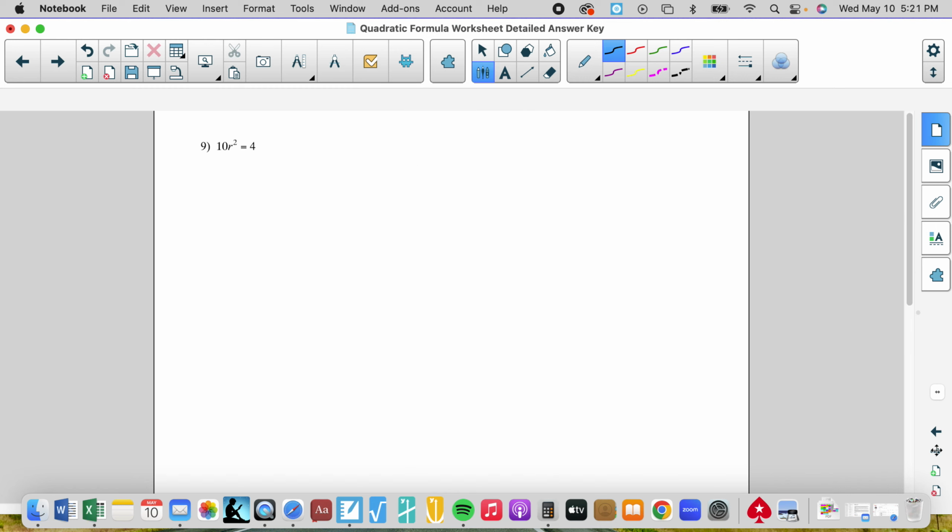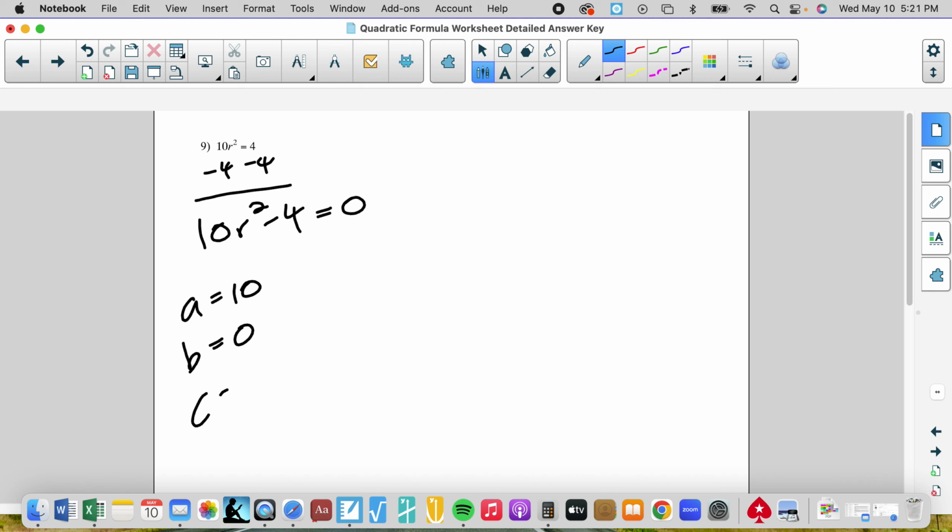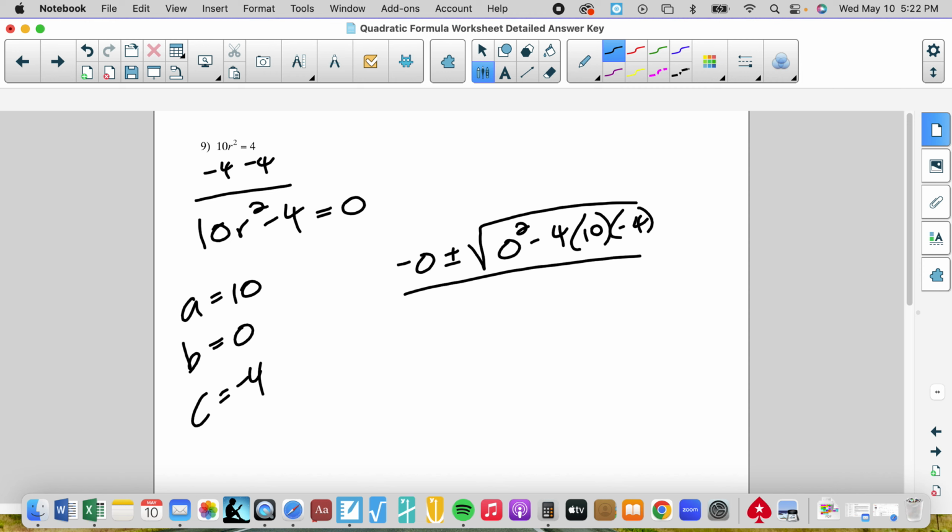Number 9. Oh, look at that. Minus 4, we have to set it equal to 0. Now I can pull my A, my B, and my C. Opposite of B, plus or minus square root of B squared minus 4 times A times C, all over 2 times A.